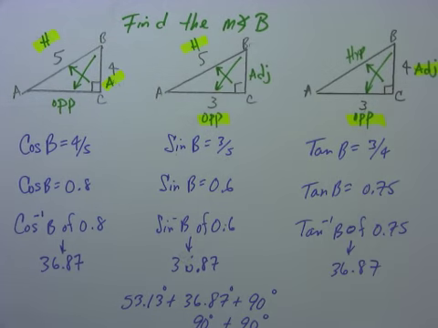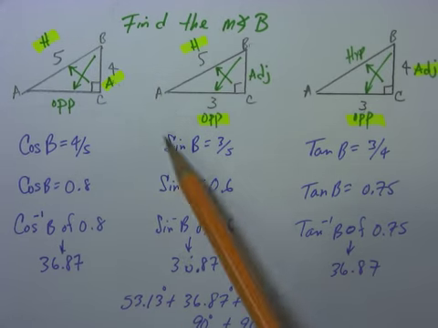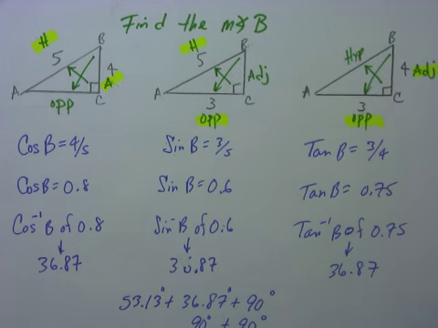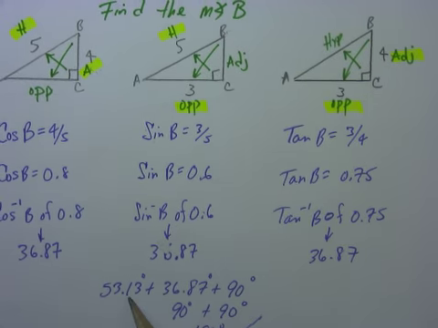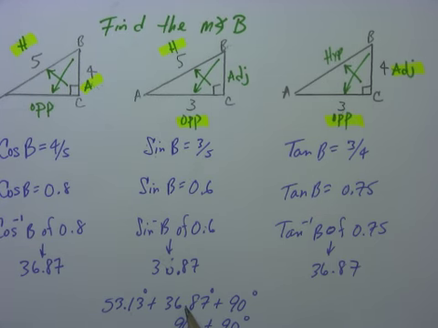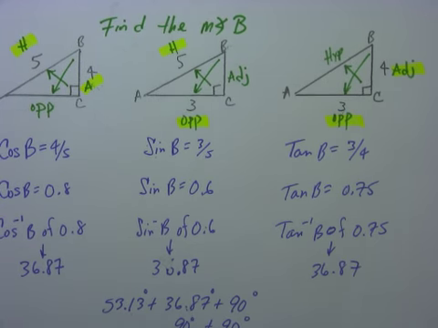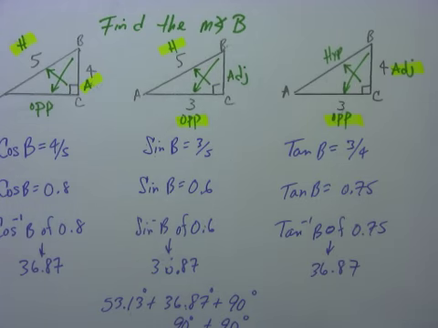So really, I can find any angle of a triangle using trigonometry if I label the triangle depending upon what angle I'm looking for. Here I was looking for angle B. I labeled my triangle, and then the two letters that they give me in my labeling will tell me which one of the three trig functions I'm going to use.